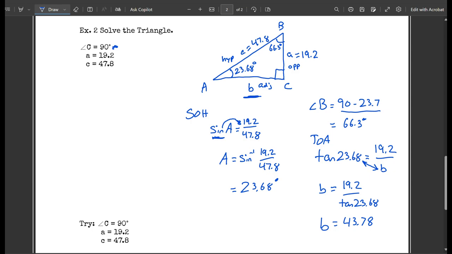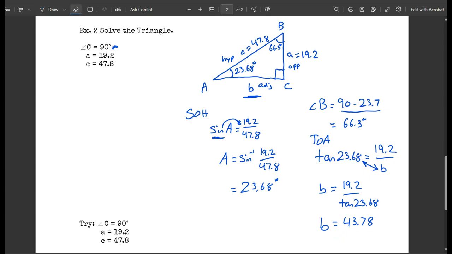So, gentlemen, the reason I like you going out to the hundredth place is because when you're plugging it into the calculator, it makes your answers more precise and accurate. But if you end up rounding to the tenths, 43.8, that's fine, but it just makes your answer a little less precise.